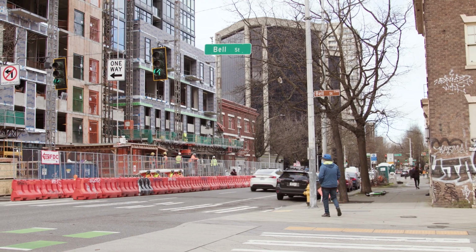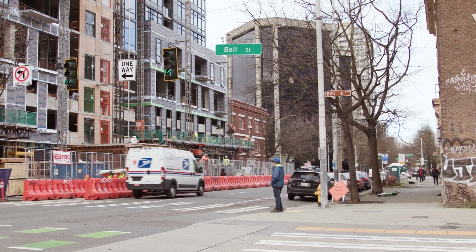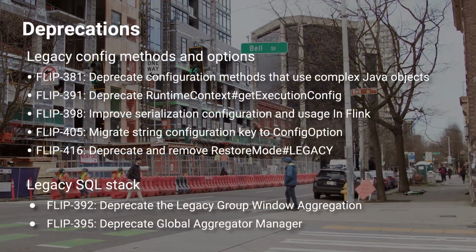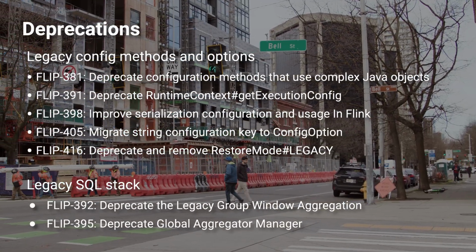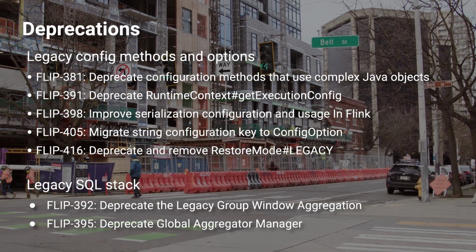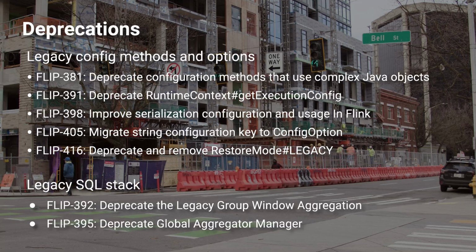Given the expected timing for this new major release, Flink 1.19 may be the last release to introduce new deprecations of features and options that will be removed. These 7 FLIPs are all part of Flink 1.19. They focus on cleaning up and reorganizing some of the configuration options and preparing to tear down the last vestiges of the legacy SQL stack.